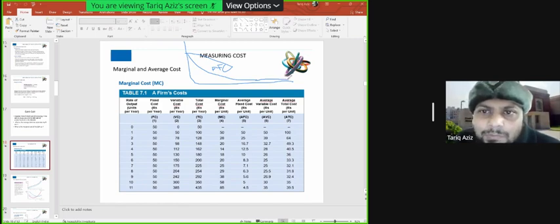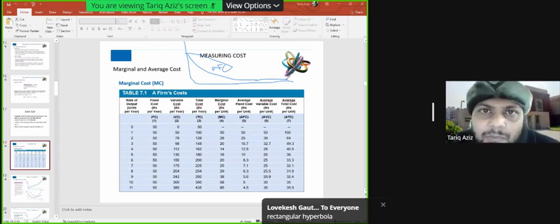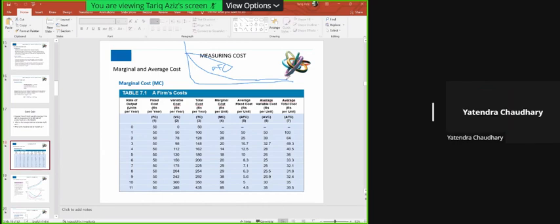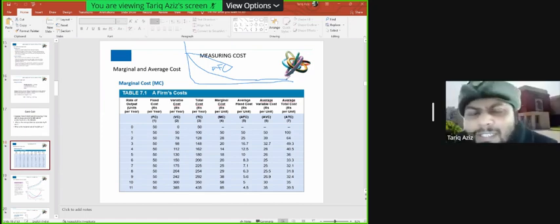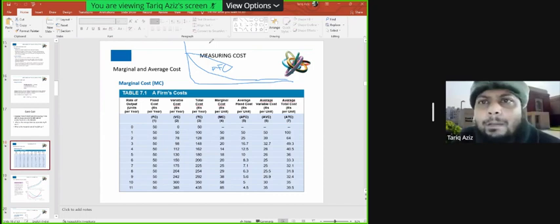Just to check whether you are listening or not, just tell me whether this line will go into the negative territory or not. No, sir. No, never. It tends to zero. Okay, this can become very small, but it cannot become negative. Okay, thank you very much.